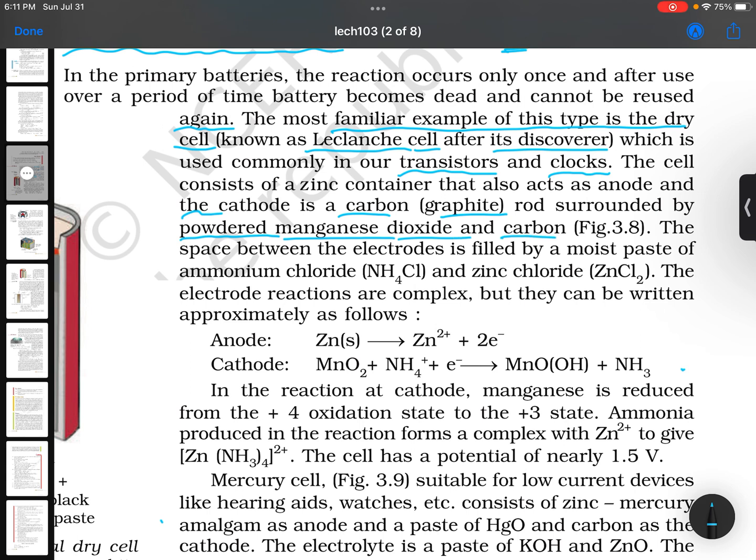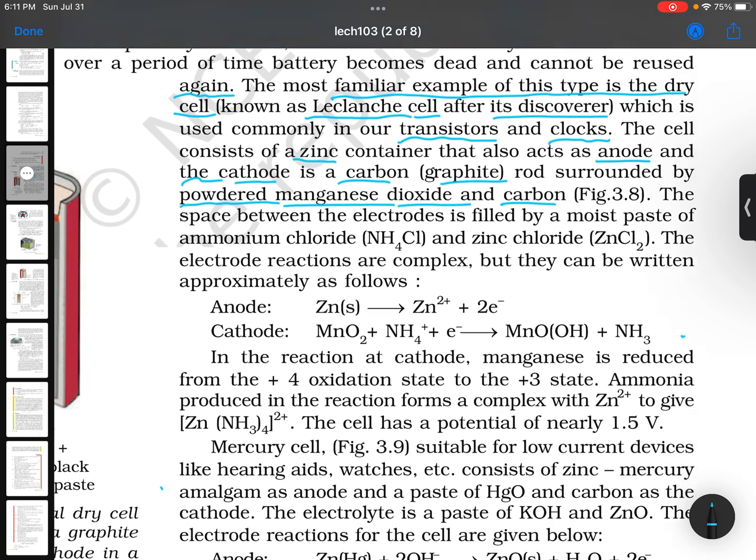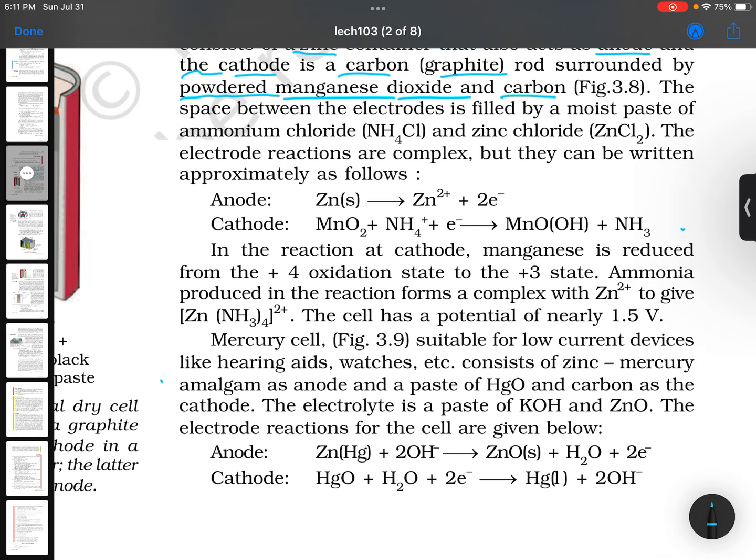So these are your questions. In the transistors and clocks using a primary cell, what is the cathode? What is the anode? Like this, they can ask you. Okay, now. So the zinc container functions like the anode, and the cathode is a carbon rod. The space between the electrodes is filled by a moist paste of ammonium chloride. Again, your question. And zinc chloride.